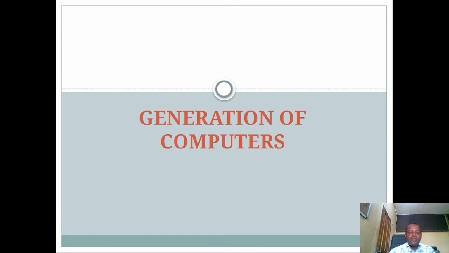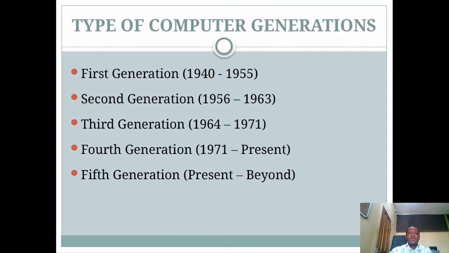Under here we have generation of computers. Computer system is divided into generations. This generation tells us about the technology that was used in building these computer systems. Computer system did not just happen. It passed through phases of evolution. So this generation tries to tell us the technological components that make up each of these phases of computer systems.